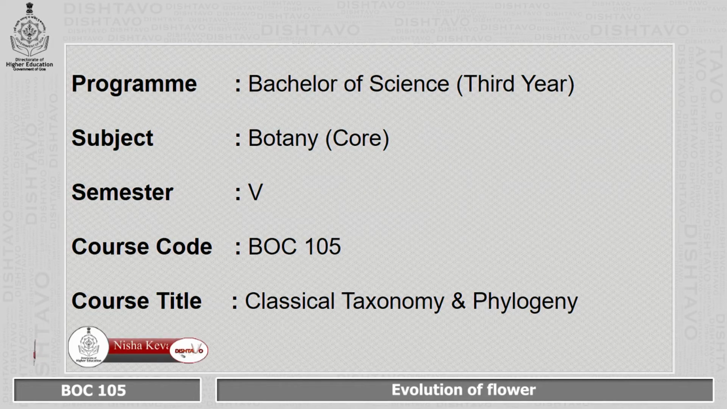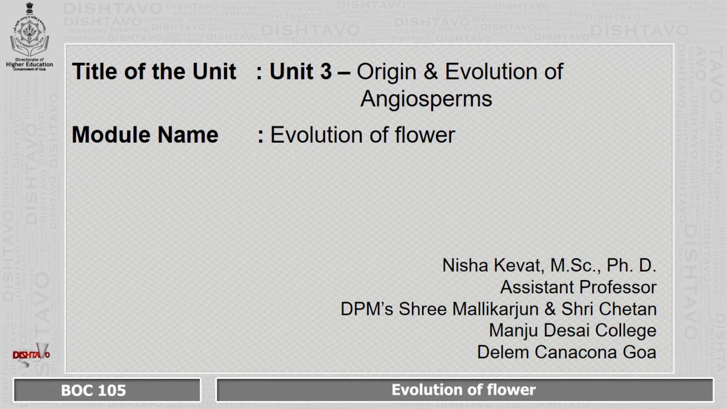Welcome students. In this session we will be covering a program under Bachelor of Science, 3rd year, subject Botany, semester 5, course code BOC 105, course title Classical Taxonomy and Phylogeny. Title of the unit, Unit 3, Origin and Evolution of Angiosperms, module name, Evolution of Flower.